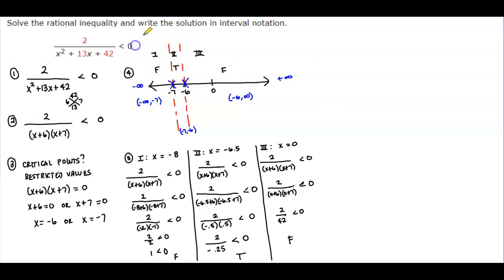So we know that it's true in region number 2, with the interval from -7 to -6. So the answer is -7 to -6 for that interval.